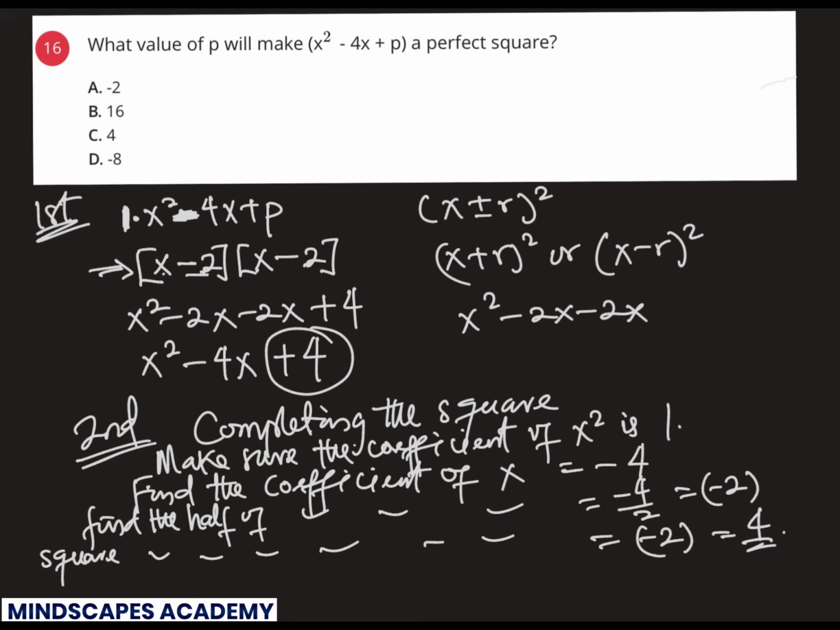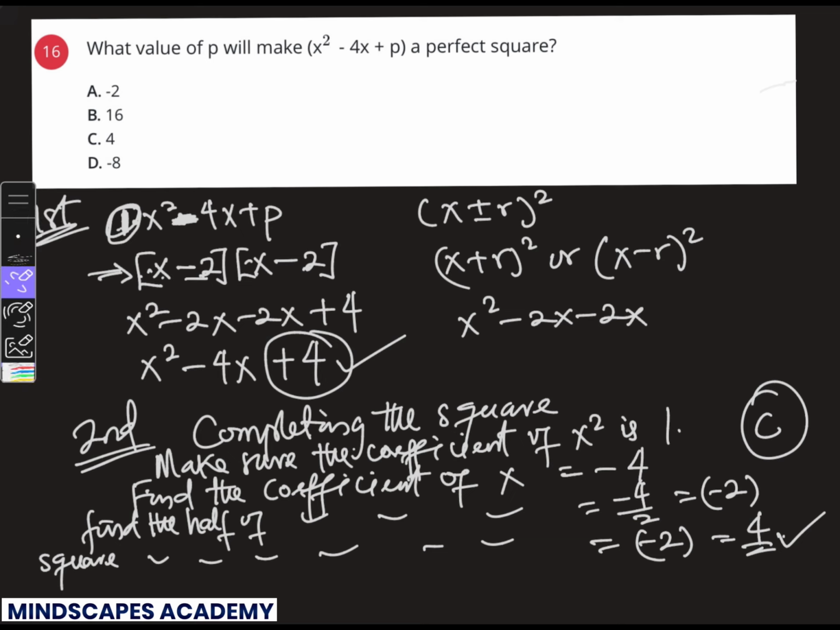And this 4, whatever you get here, completes the square. We make it a perfect square. So we have positive 4 here, and that will give us option C. So you can use the first approach or the second approach, but the second approach works generally. I hope you understand this concept. Now we move to the next problem.